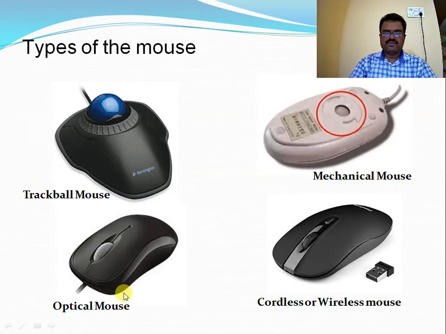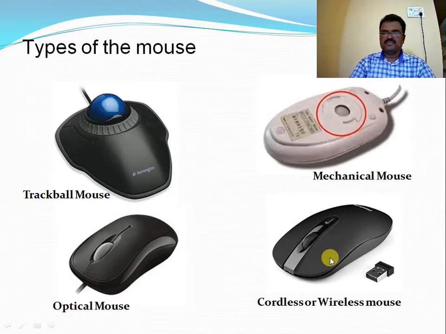The next one, the advanced one, which maximum people are using at present, is called optical mouse. With the help of optical sensors, we are able to move the cursor on the screen with this mouse. And this is also an optical mouse, but it's a cordless wireless mouse.